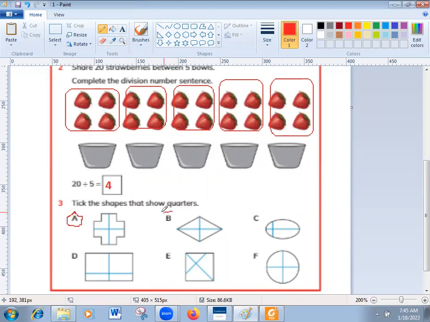B. C is not equally divided. You can see with the lines. D is not equally divided. E is not equally divided. So A, B, and F show the right quarters. A, B, and F are the right quarters.